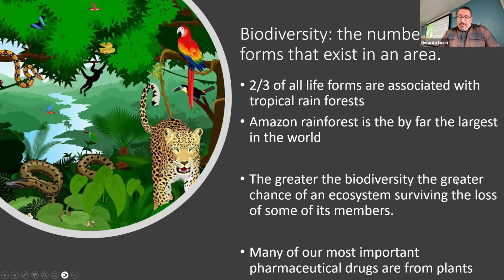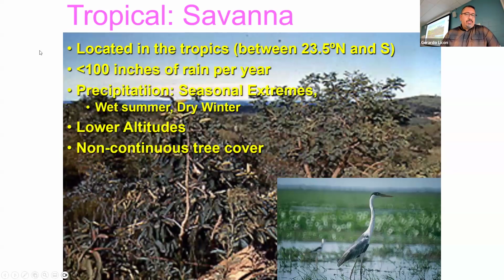The greater the biodiversity, the greater the chance of an ecosystem surviving the loss of some of its members. And many of our most important pharmaceutical drugs come from plants, and only a small portion of them have been studied for their possible medicinal use. So there's a lot of potential, and it's super important for the whole planet what happens to the rainforest, specifically in Brazil, but not Brazil exclusively.